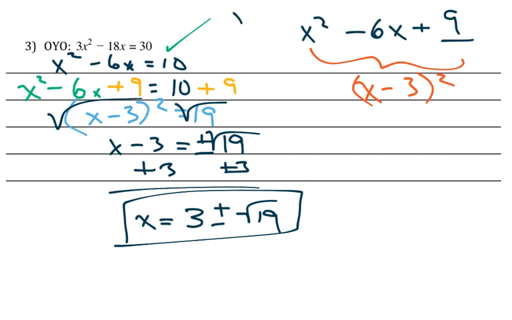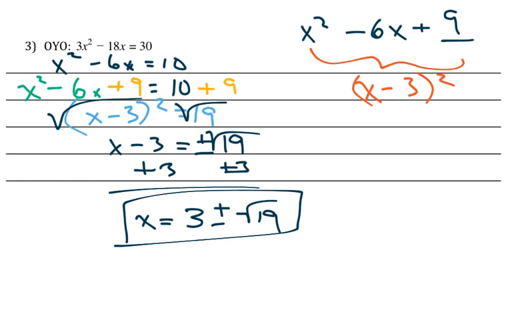So hopefully you caught that you could have divided all of those three separate terms by 3. When I did that, I got a different equation, which was x squared minus 6x is 10. We knew that our target was going to be 9, because I took half of 6, which is 3, and then when I squared it, I got 9. Over here I just showed that this is going to become x minus 3 squared.